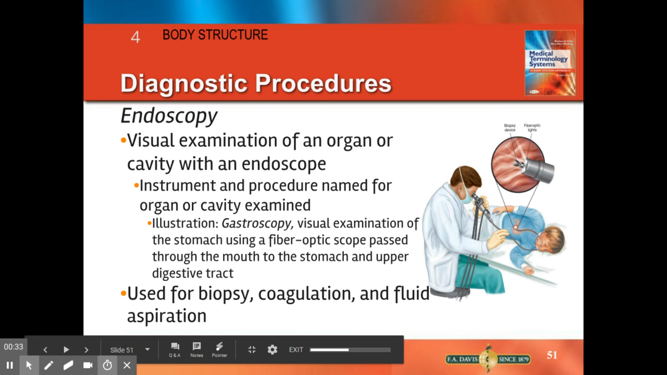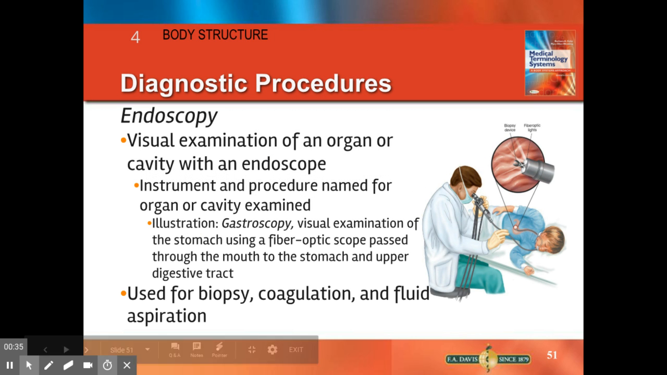Okay, so endoscopy, it's how we can visually examine organs or cavities. We use something called an endoscope. Endo means inside, scopy means to scope. So it could be where we take a camera and a light on the end and feed it down through the throat. And we can see the stomach. We can see part of the intestines.